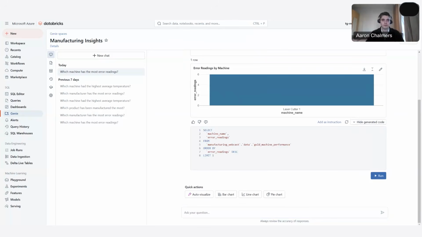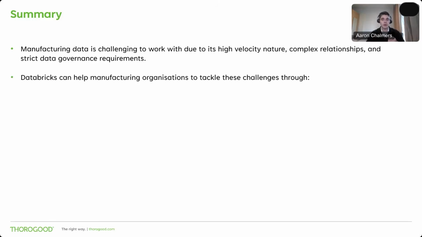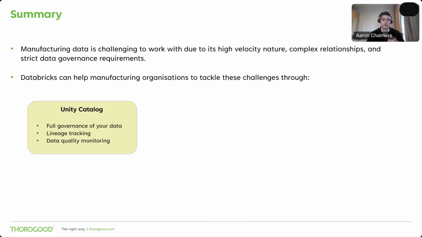That concludes the demonstration. To summarize today's session, we've looked at how manufacturing data brings unique challenges due to it being very high velocity, having complex relationships involving multiple data sources, and there also being strict data governance and quality requirements through regulations. We've also shown how some of the latest features on Databricks can help organizations tackle these challenges. We've looked at how Unity Catalog can bring widespread governance to your data platform, tracking data as it moves through the platform for data lineage and data quality.